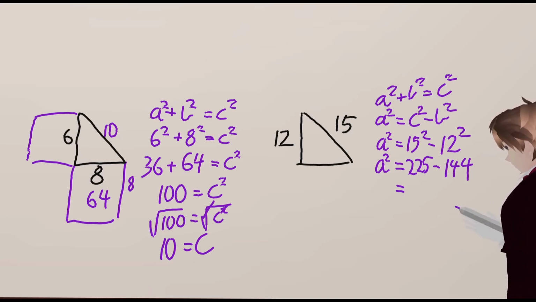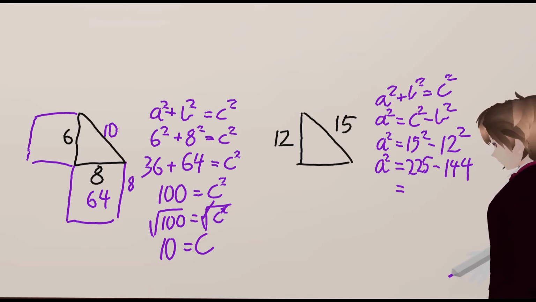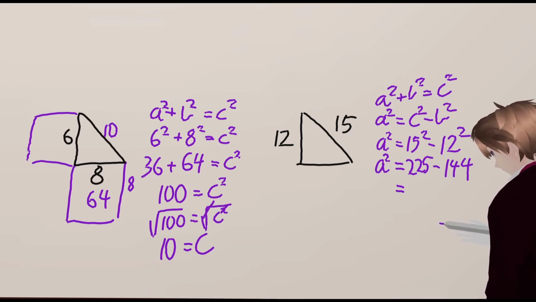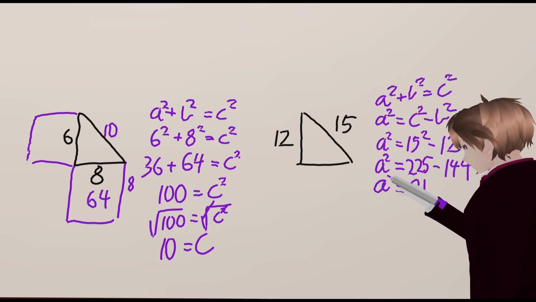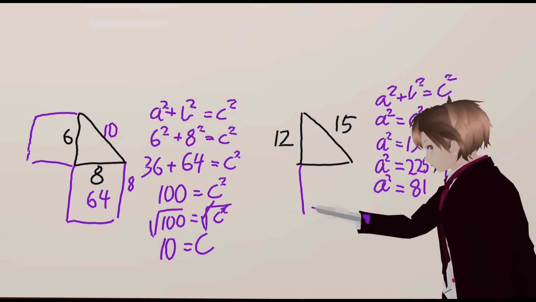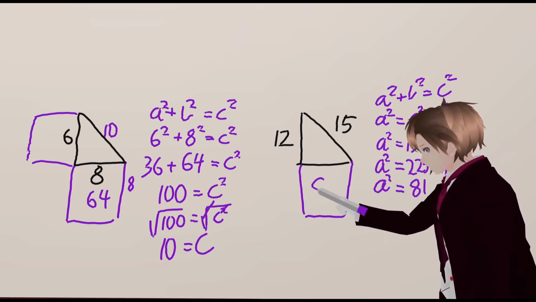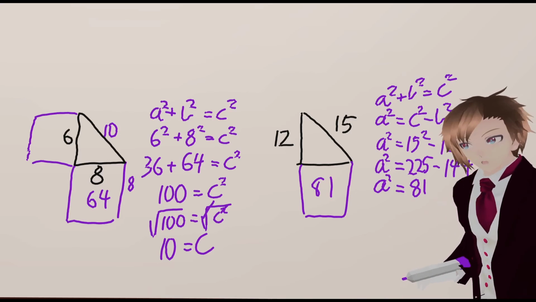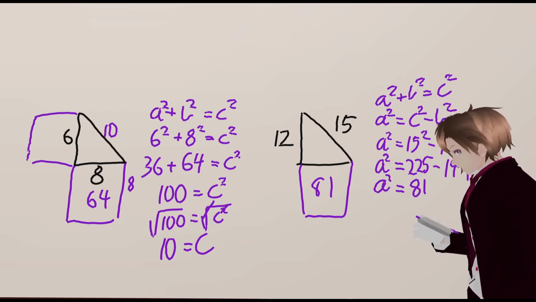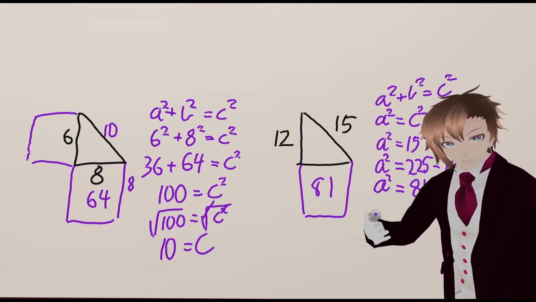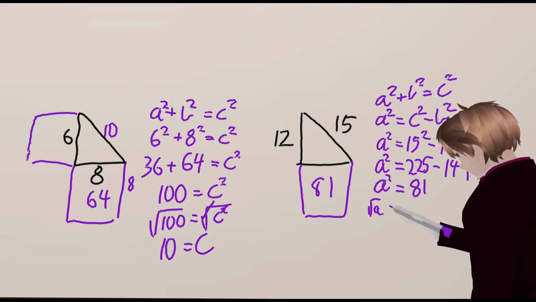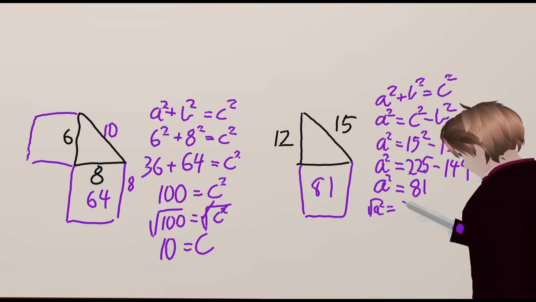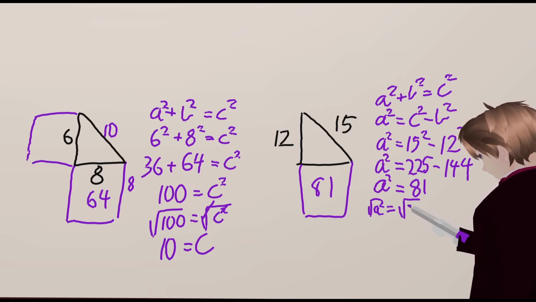So if we chuck this into a calculator, we get 81. So this square is equal to 81. But we're not after the square, we're after the line. So we have to take the square root of both sides. So we're going to take the square root of A squared, and we're going to take the square root of 81.